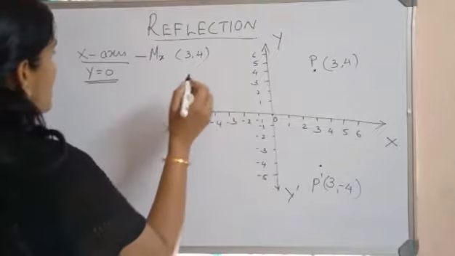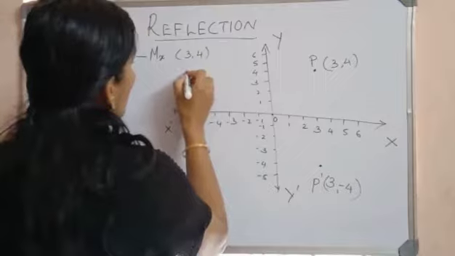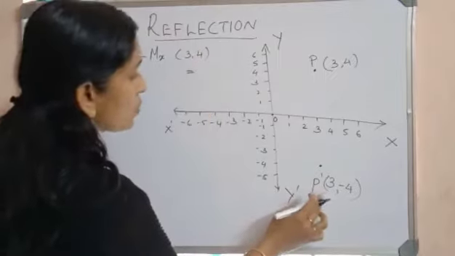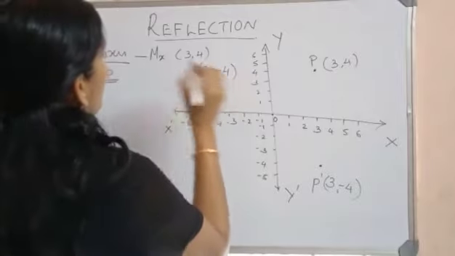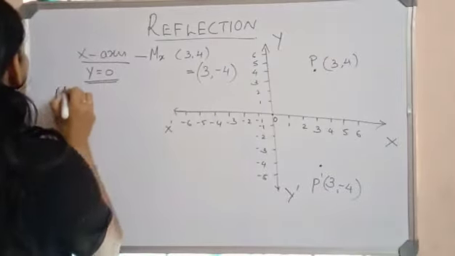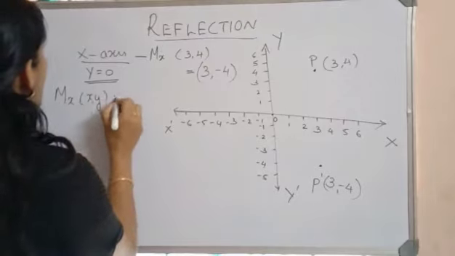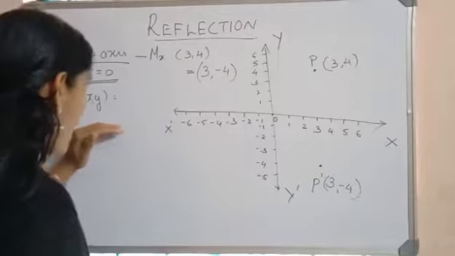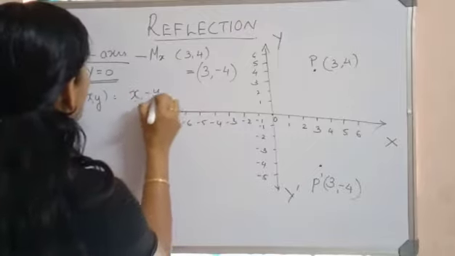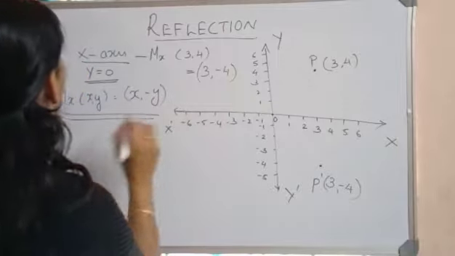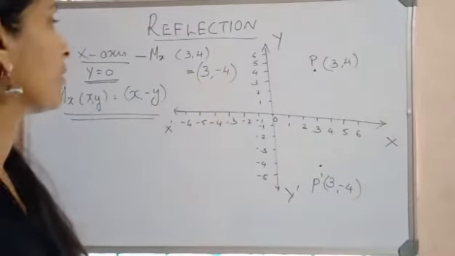Now let's see what happens here. When P is reflected in the x-axis, the coordinates (3, 4) change to (3, -4). So we can say that when any point (x, y) is reflected in the x-axis, it changes to (x, -y). This is what happens when the reflection takes place in the x-axis.